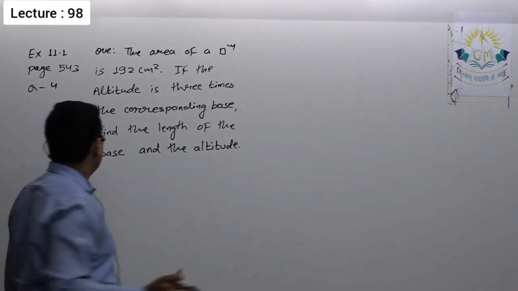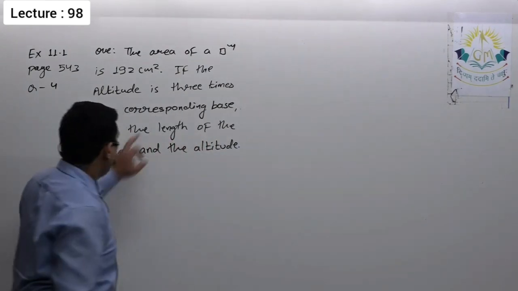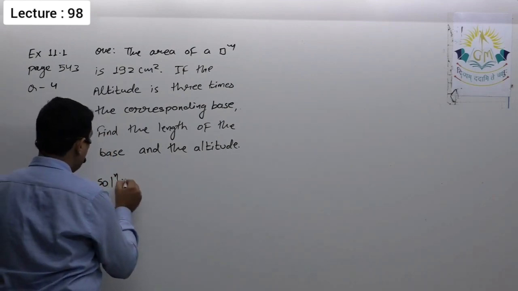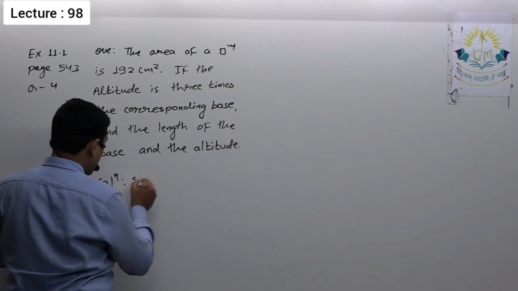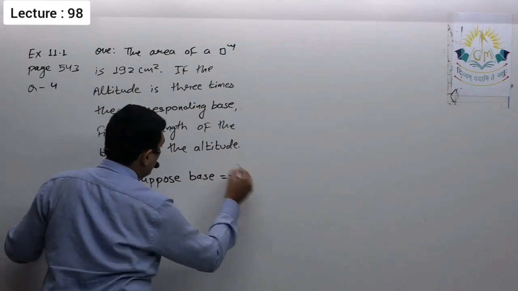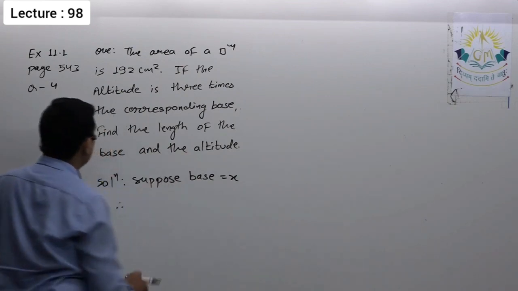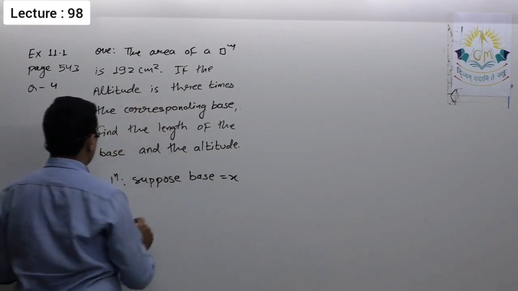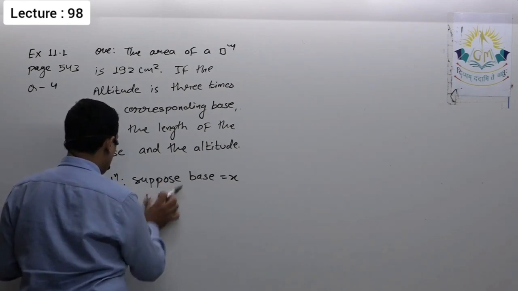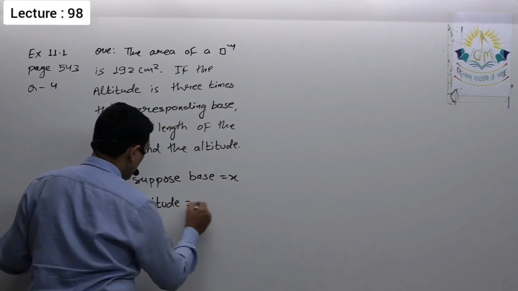Here it is given that the area of a parallelogram is 192 centimeter square. The altitude is 3 times the corresponding base. So let us start its solution. Suppose the base is equal to x, then the corresponding altitude, which is 3 times the base, is equal to 3x.